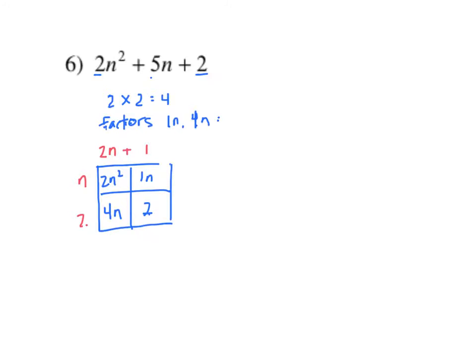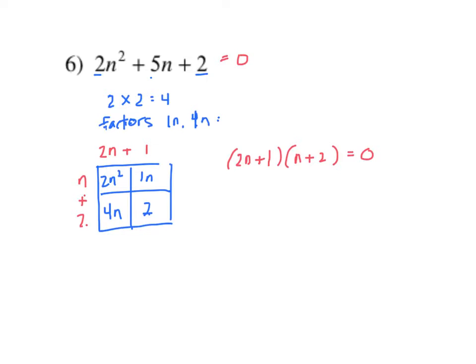And then again, the 1 is close to a positive 1n, so I'm going to put a plus in front of that. The 2 is close to the positive 4n, so I'm going to put a plus in front of that. And so now my two factors are 2n plus 1 and n plus 2. Okay, and this, again, will make this equal to 0 so that it looks like the equations that you're doing.